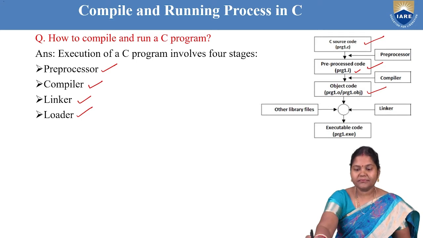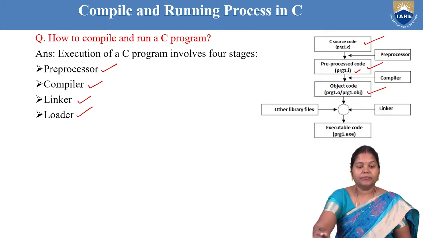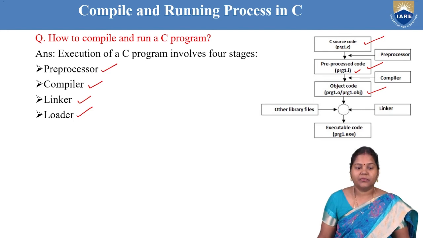Then the libraries which you have used have to be included. The other library files used in your program are included, and the linker comes into the picture, which will link your program with the library files so that the functions which you have used in your program will work properly. Then the program is loaded into memory and the executable code is produced by the loader, so program1.exe is prepared. So these are the 4 important stages involved in compiling and running a C program.